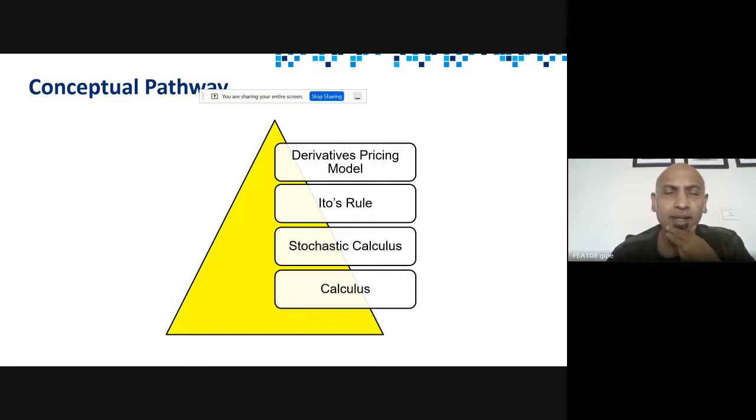So nothing really. This is just a conceptual pathway. If you at all go for a deriv role in a bulge bracket bank, at least you should know these terms, right? I mean, you should have heard about these terms.